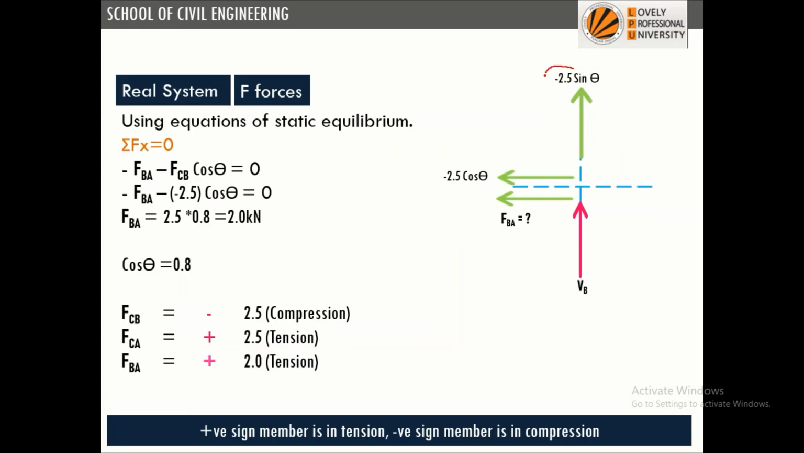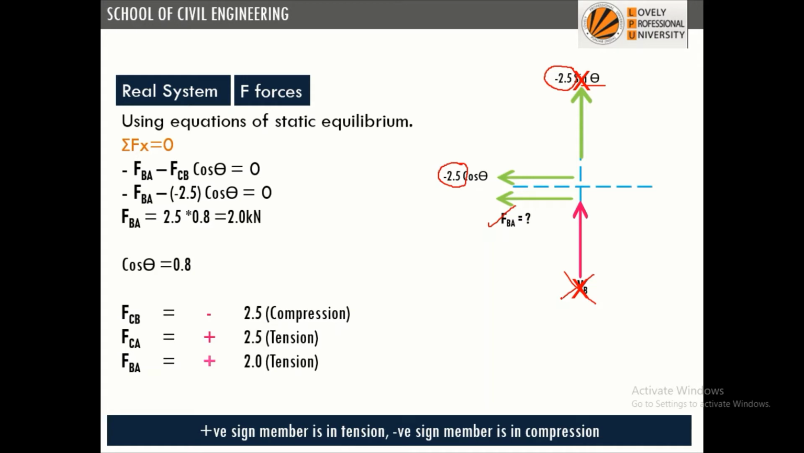So the value of FCB is minus 2.5, so we'll put it as it is. FCB is equal to minus 2.5, and this component will be the sine component and this component will be the cosine component. And FBA, which is unknown, is already a horizontal force, so we'll write it like this. So this is the unknown, FBA.